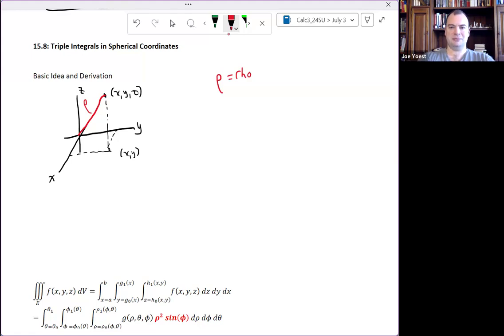There is a bit of inconsistency in how different fields use or name these different things, so just be aware of that. If you're in a physics class or something like that, you might see this thing called R instead of rho, but it's just the way that we choose to label things.